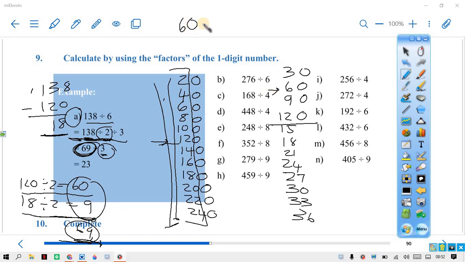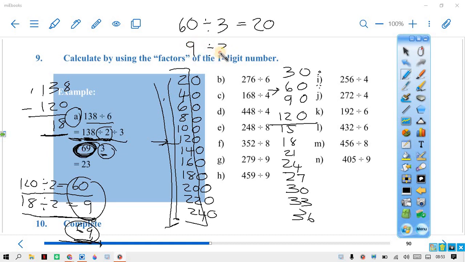I'm going to say 60 divided by 3 is how much? 10, 20, 10 and 2. 60 divided by 3 is 20. 10, 20. Do you see that? Okay, now how much are we left with? What was our original number? 69, and I used only how much? So I'm left with 9.